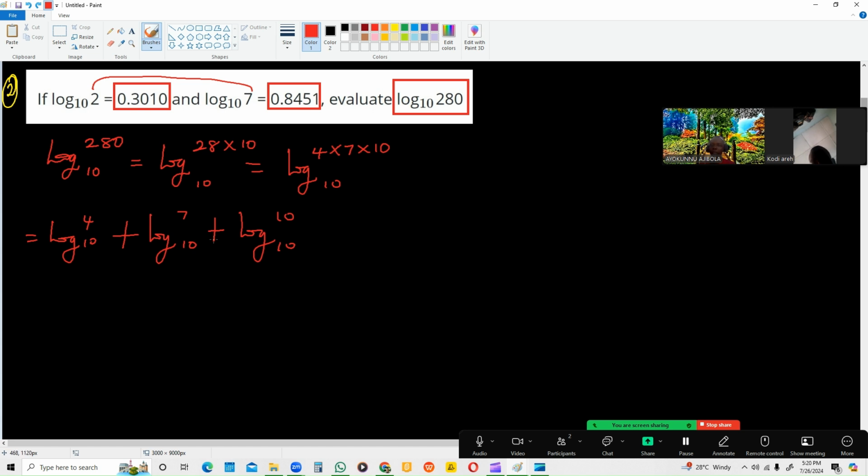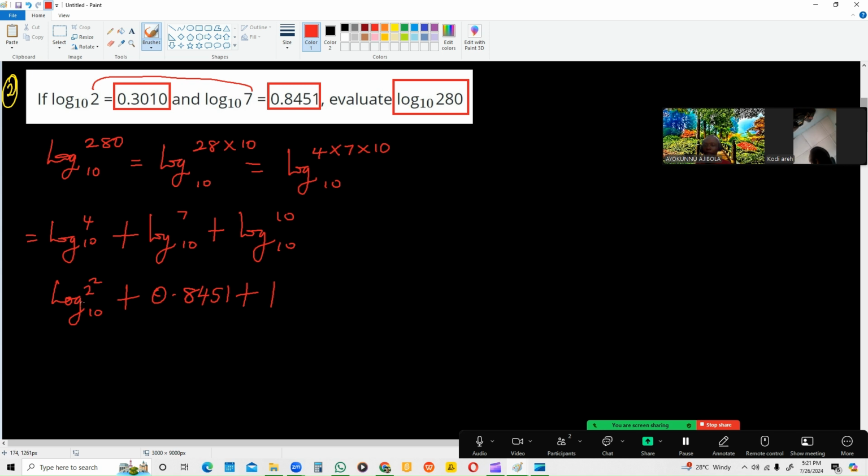Now, having split all of these 3 terms, I already have my log 7 here as this value. So that's what I'm going to use. But I don't have 2 yet. So I can turn 4 into 2 raised to power 2. Then what is the value of log 7 base 10 that we're given? That is 0.8451, right? Good. Then what is log 10 base 10? That's 1. You remember that log of the same base is always 1, right?